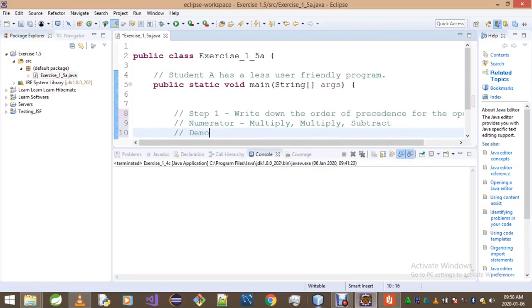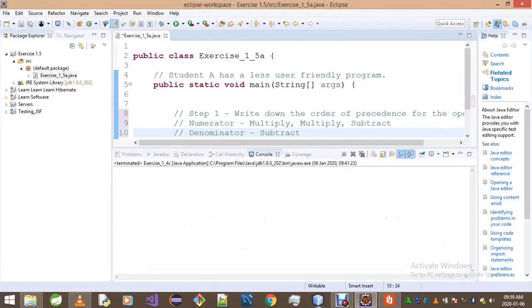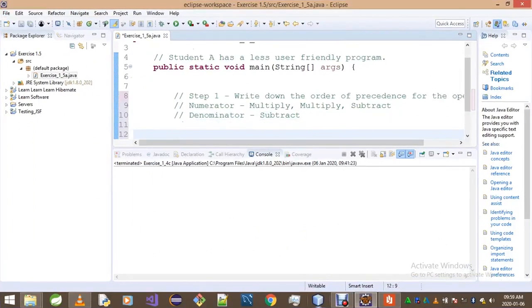Now on the denominator, we gotta subtract and then finally on the denominator, let's look at the question itself. Okay, finally on the denominator we're only gonna do one thing, which is to subtract. That's step number one.